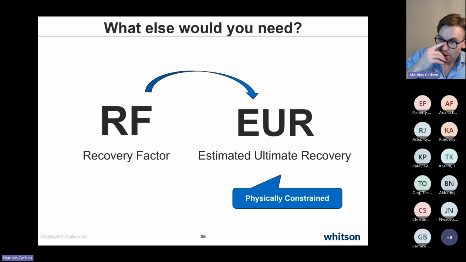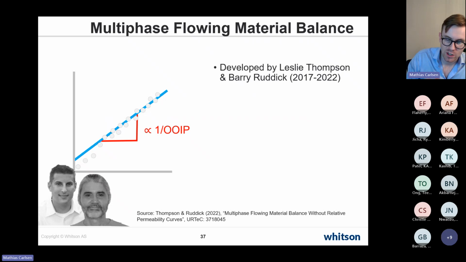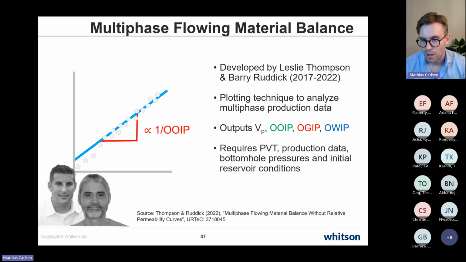So on the theory part, the multiphase flow material balance without rel perms was introduced by Leslie and Barry that we talked about. They worked on this for 5-6 years. I think even Cimerex had it quote-unquote proprietary internally for years as well. They use it religiously on every single well that they have, and I've seen other companies picking it up as well. Basically, this is the combination of doing multiphase FMB and the recovery factor analysis. It's a very simple plotting technique to analyze multiphase production data, and it outputs the pore volume, oil in place, gas in place, and water in place. The only thing it requires is PVT, production data, bottom hole pressure, and reservoir conditions. So it's beautiful from that perspective.